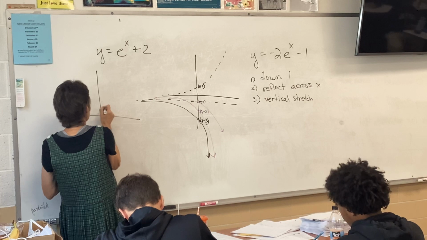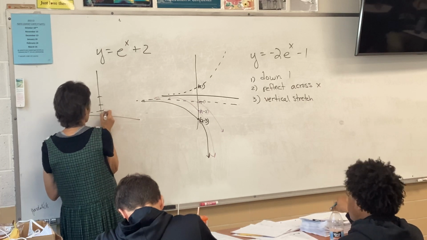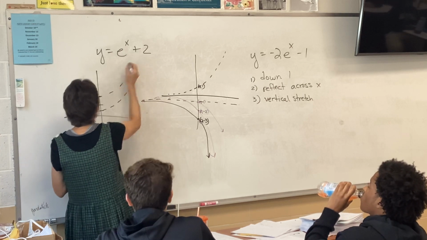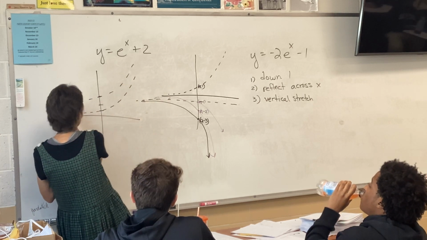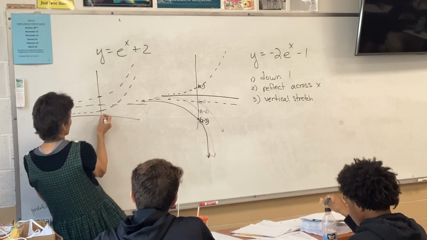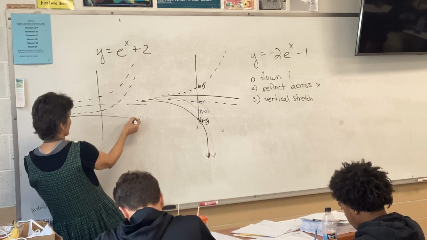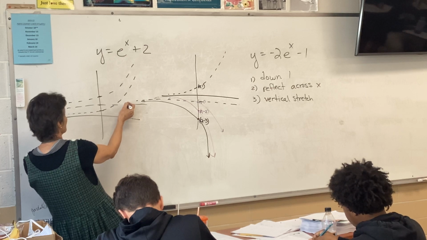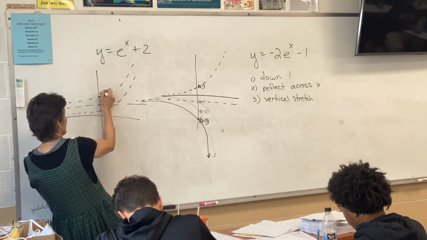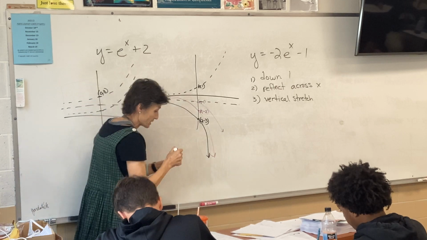So we knew, okay, here's the original. We knew it was going up 2. And that asymptote, everything went up 2. So the original asymptote was at 0, it went up to 2. The original intercept was at 1, it went up to 3. Yes, very good, thank you, Sabrina.